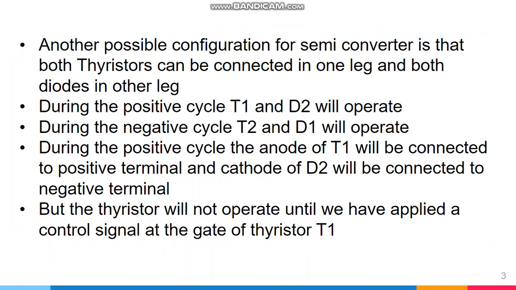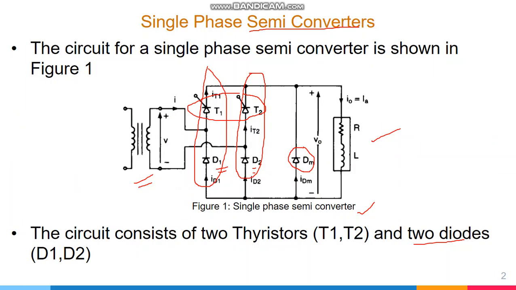There are many possible configurations for this semiconverter. In some books they use both the thyristors T1 and T2 in one leg and use the diodes D1 and D2 in one leg, and in some books they eliminate the need of this DM, but in this book, M. H. Rashid, that we are following, we are using this type of configuration in which we are using a thyristor and diode in one leg and a freewheeling diode. So we will continue our discussion using this model.